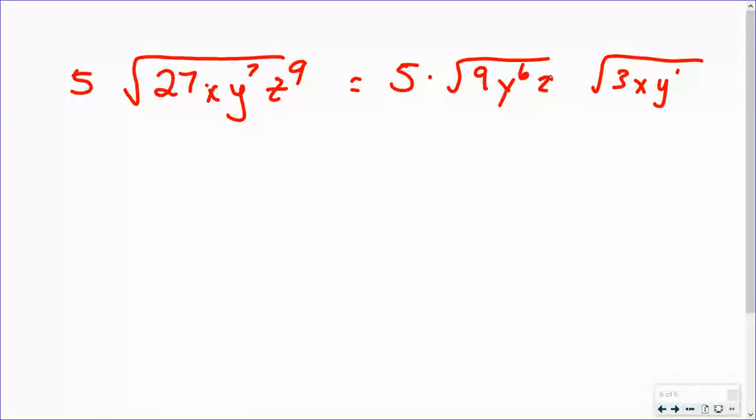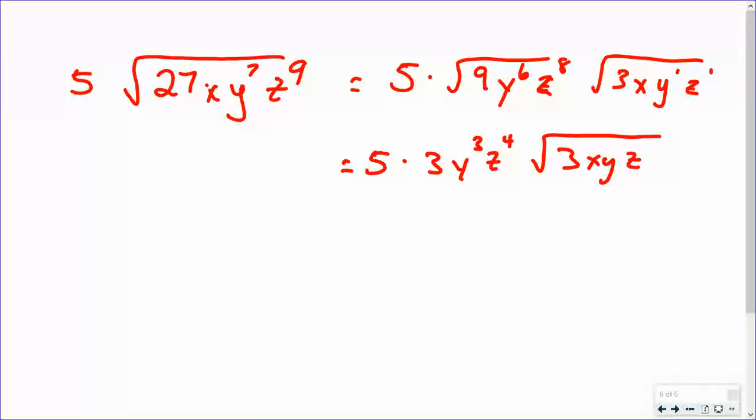Z to the 9th, so I could take out 8 and leave 1 over here. Notice that the exponents all add up to make these. Well, this is still 5 times the square root of 9, which is 3. Half of this, half of that. This comes along for a ride. Now I can take 5 times 3. I know that that's 15. Everything else comes along just as it was.